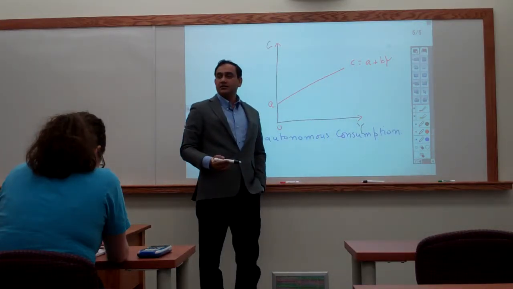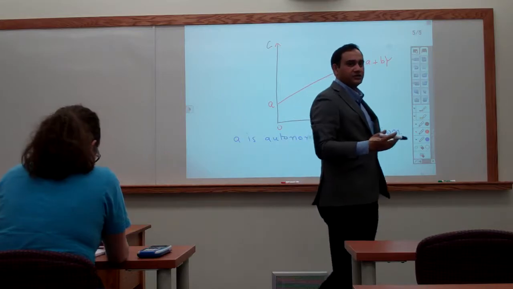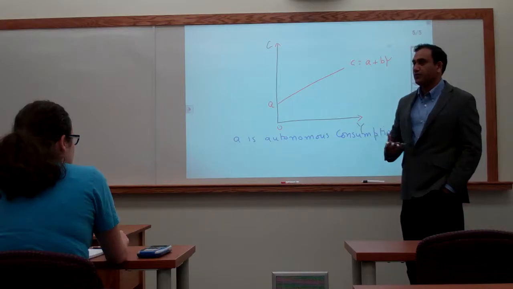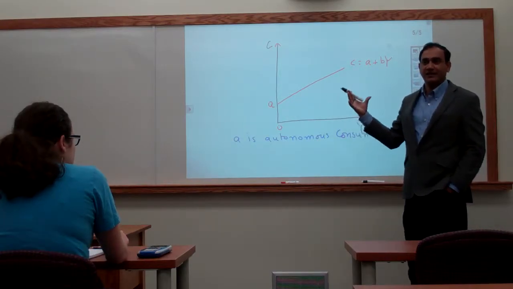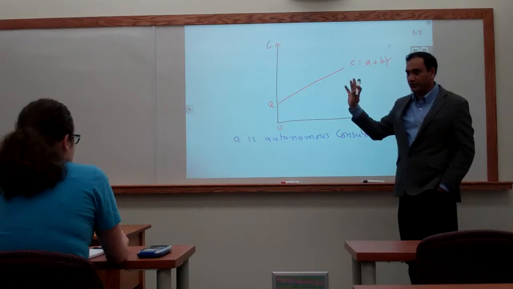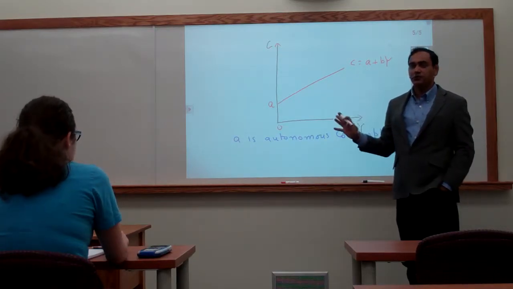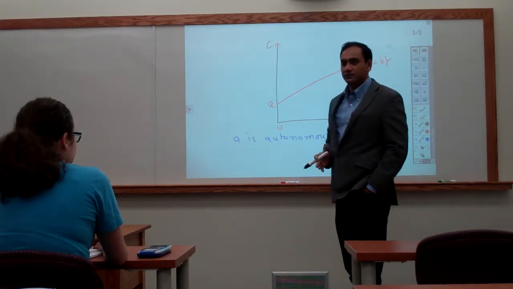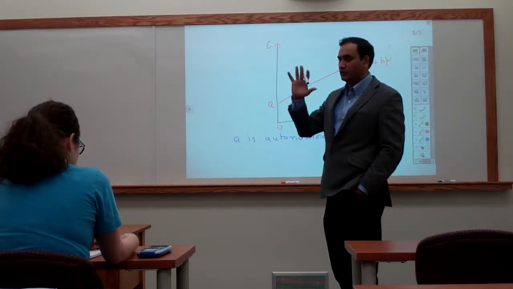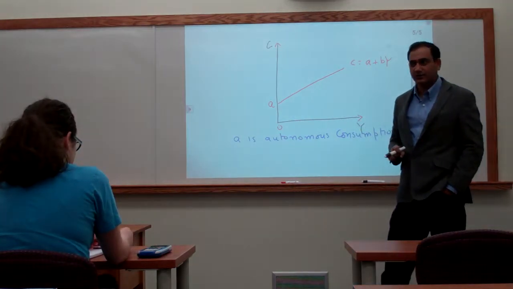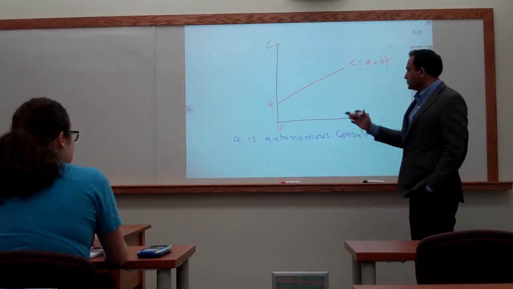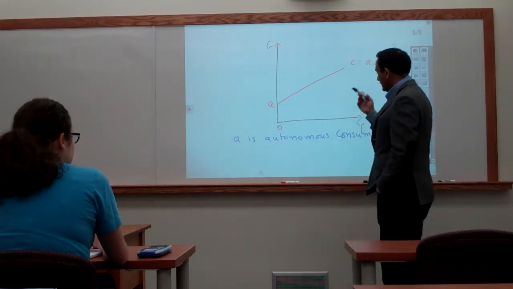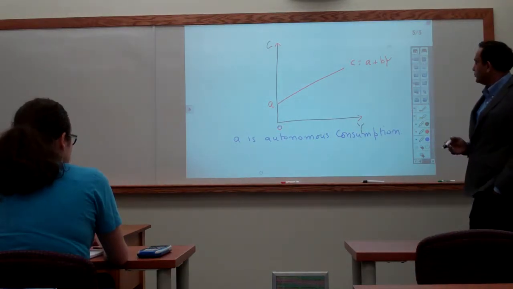What it means is that even if your income is zero, you don't earn anything, you still have to consume some positive amount. So what is that amount? That's A. Some dollar figure you can put in: $100 for a person. Even if you don't earn anything, you spend, let's say, $100 a month on consuming something, food, clothing, housing, things like that. Hypothetical number. So that's your A, autonomous consumption.